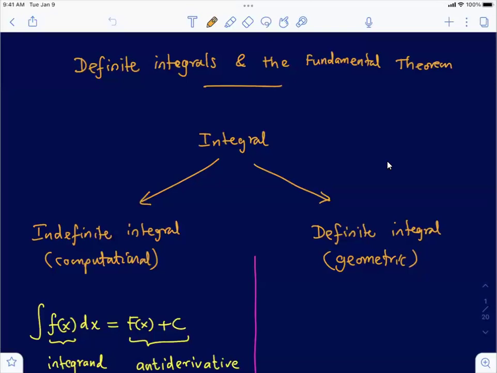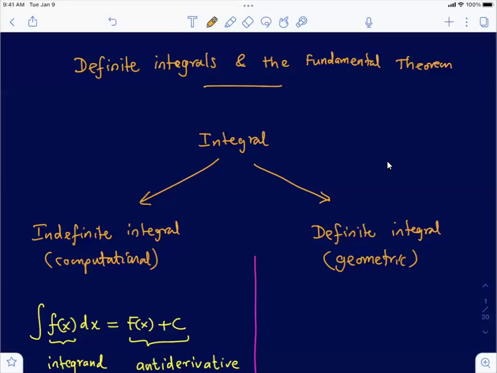When we consider the theory of integration, the process of integration, there are two main branches. The first one is indefinite integral that we are already familiar with. In other words, this is exactly the computation of the antiderivative. So we know by practice this is computational. On the other hand, the other branch, by definition, the definite integral is geometric.